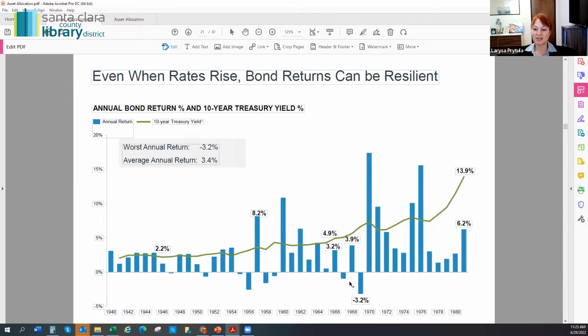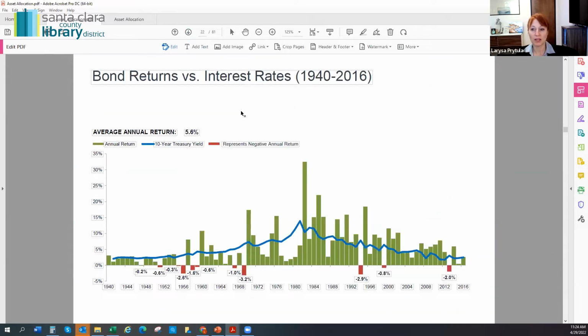You can see in 1968, bond returns were negative when rates went up. This is your 10-year treasury, and you can see in the '70s and '80s, when interest rates went up a lot, the bonds were still making money. There are a few years when we see the worst annual return, which is 3.2%, but on average, bonds do make money. Of course, they're not going to make us 10, 11% a year, but they do potentially provide long-term investors a stable return. And as interest rates increase, the yields we'll be collecting on bonds will also increase.